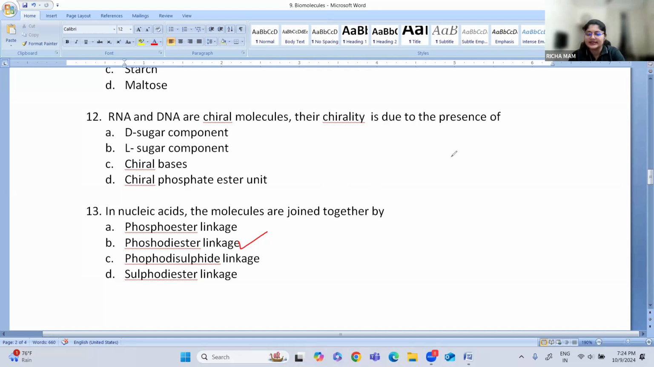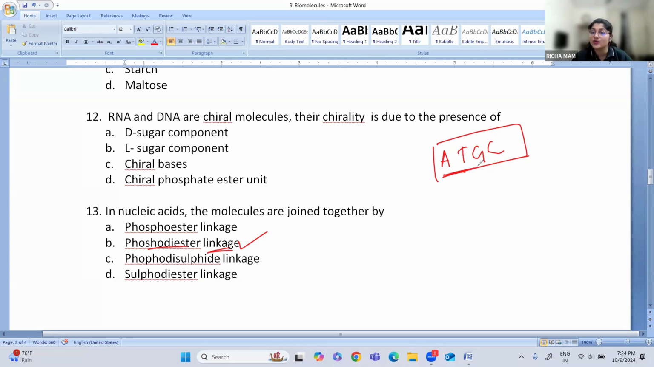So now nucleic acids. What are the nucleic acids? In nucleic acid, there are the bases A, T, G, and C. To join these bases, there should be some linkage, right? Which is the linkage which is present? It is a phosphodiester linkage. These phosphodiester linkages join the molecules together in the nucleic acid.